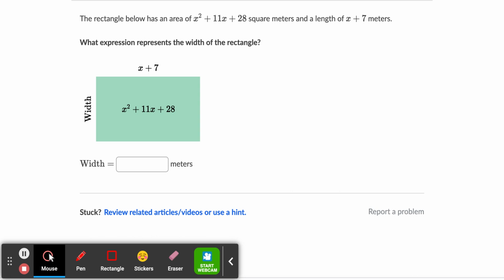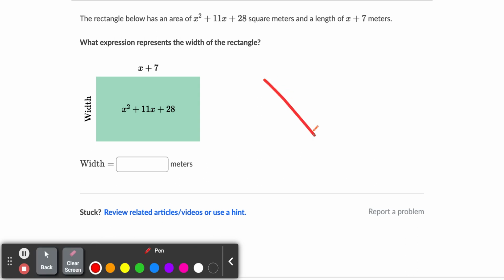So here we have a rectangle, another visual. Rectangle area is going to be x squared plus 11x plus 28. And then one of the lengths is x plus 7. We want to figure out what the width is. So we have to figure out, what multiplied by x plus 7 is going to give me the middle term?